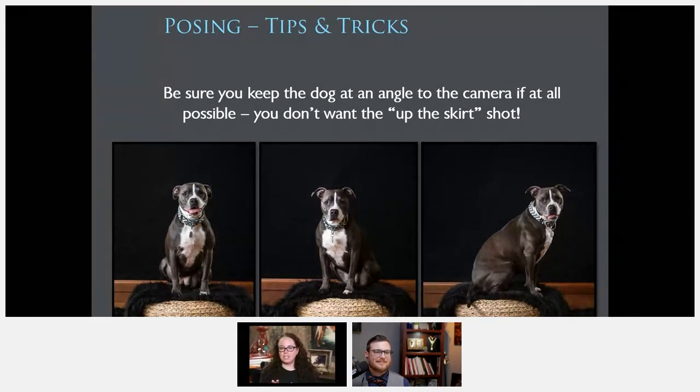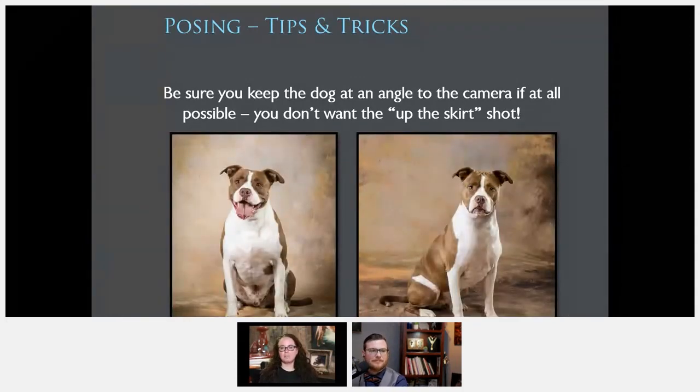Now, this dog in particular has beautiful coloring on its chest. The markings are so gorgeous that you see that when they're at a 45 degree angle, and you lose some of that when they're turned totally profile. And so, you know, you might want to take some of that into consideration as well. But again, variety is great. So whatever you can do to give your owners variety, that's awesome.